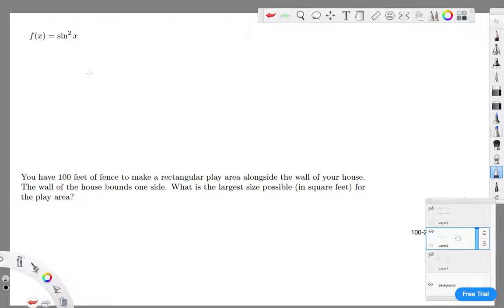Sine squared of x, we've done this derivative before. Remember, this is a compound function. It's the same as the function sine of x, squared. So in order to take the derivative, we have to use the chain rule.